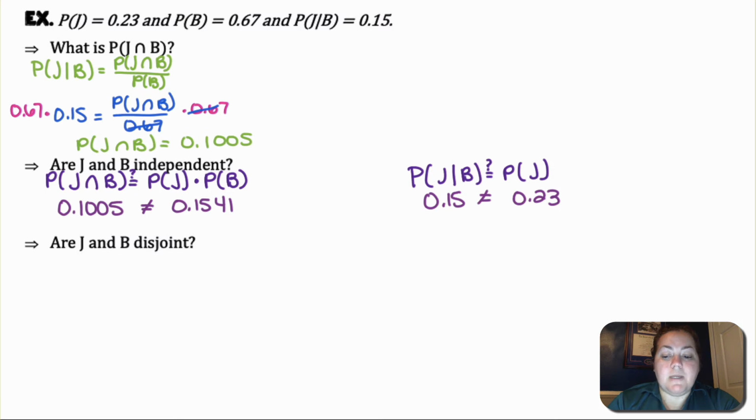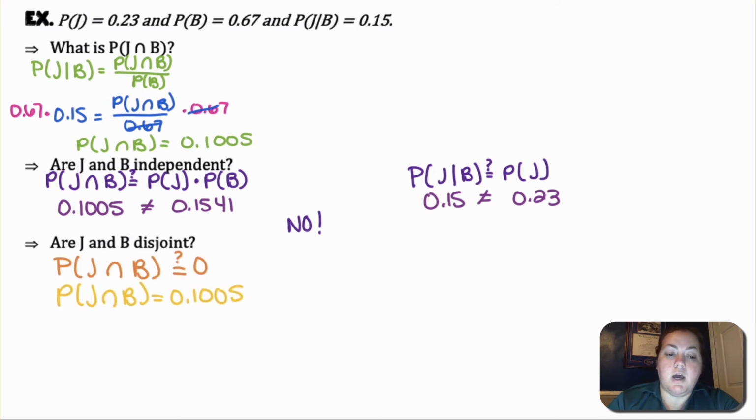Are J and B disjoint? All right. So in order to be disjoint, that means that the probability of J and B would have to be equal to 0. But we just found that the probability of J and B was not equal to 0. It was equal to 10.05%. So, no, they are not disjoint.